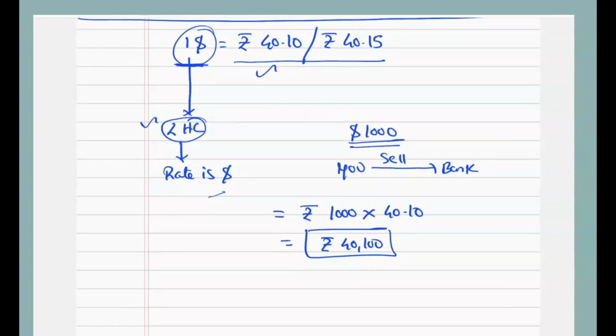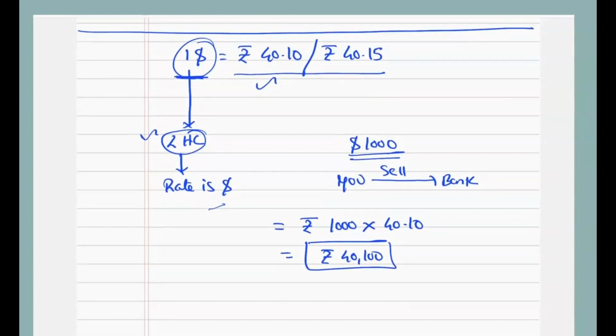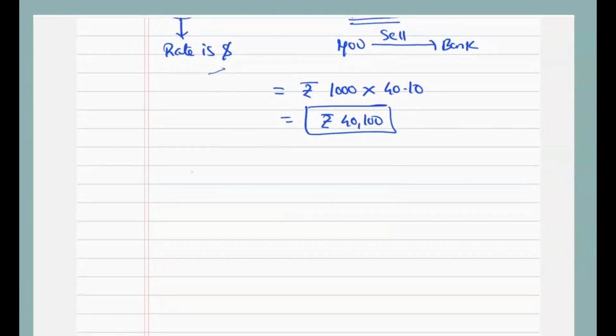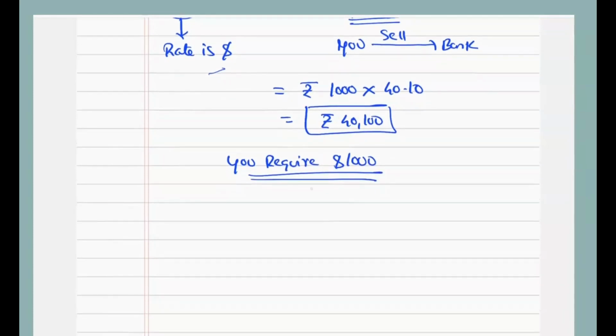One more context that we can say is that, suppose the bank is selling the currency, that is the dollar, at 40.15. Suppose you take the same example. Suppose you are in a situation of going to purchase some product abroad, right? And you require say $1,000. So you will be going to the bank and you have to buy the dollar, right? So you go to the bank and you'll be buying the dollar.